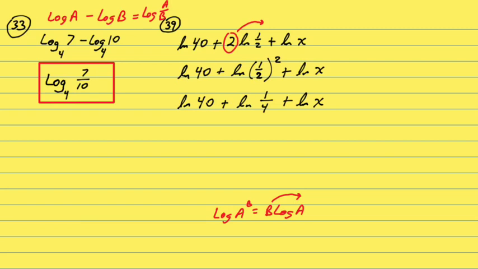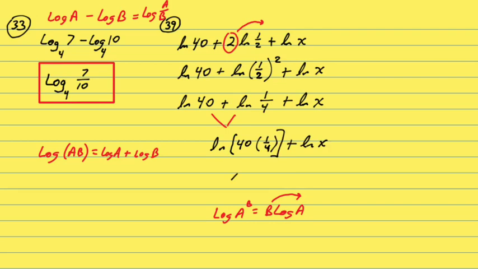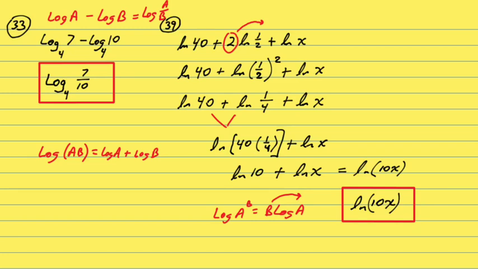Is there a rule for multiplication? Log of A times B is log A plus log B, right? So could these two get put together and call it natural log of 40 times 1/4? So that becomes the natural log of 10. And again, if they're added, it becomes multiplication. So the answer is the natural log of 10x. You've written it with a single logarithm.